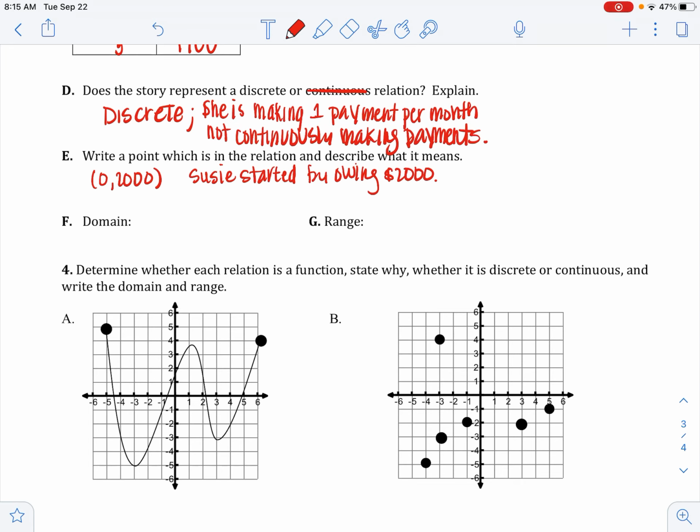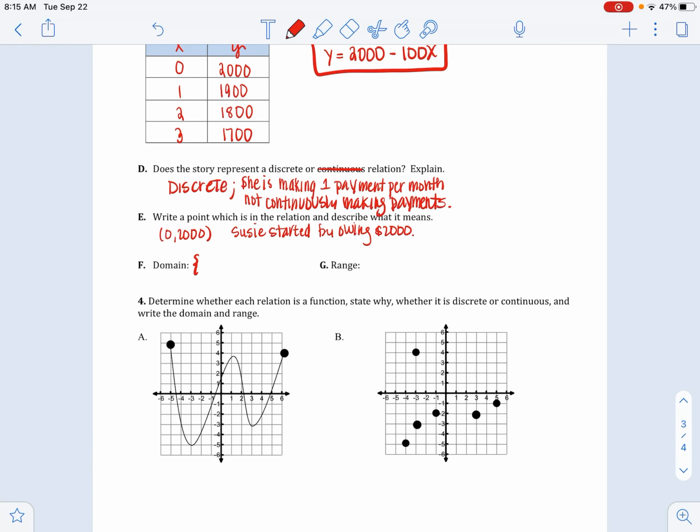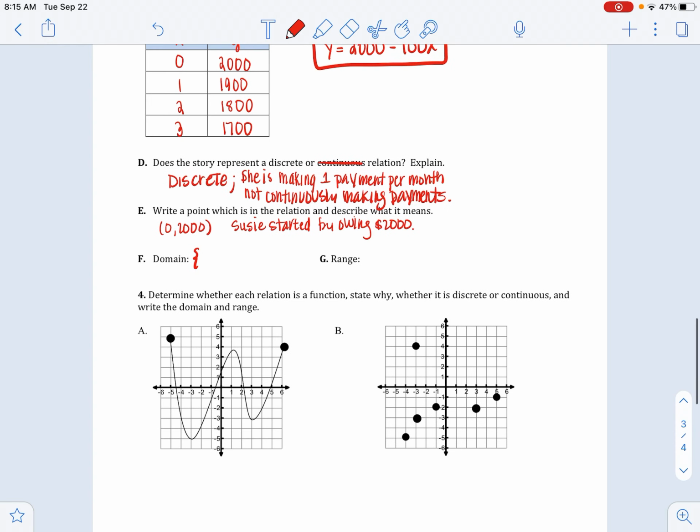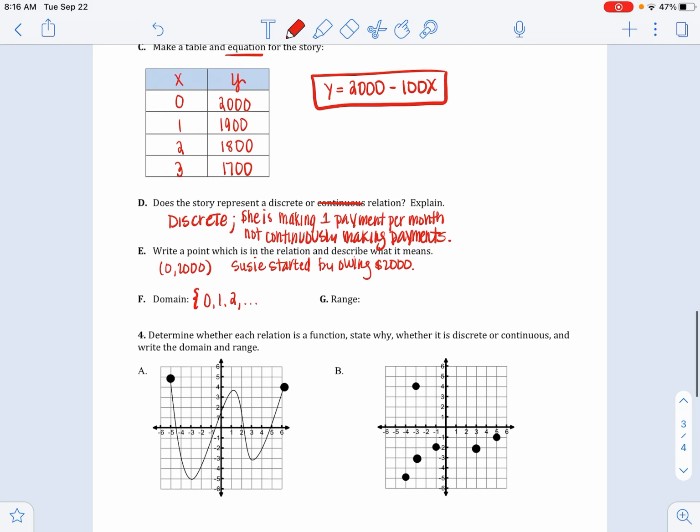So we already said it's discrete, not continuous. So I'm going to use a bracket with a list of numbers. Okay, so most common mistake people do. Actually, it's not in the domain. But let's figure this out. So I go 0, 1, 2. Now I need to know where I'm stopping, okay? Because obviously I'm going to keep going, but do I keep going forever? No, because she doesn't have to make $100 payments for the rest of her life.